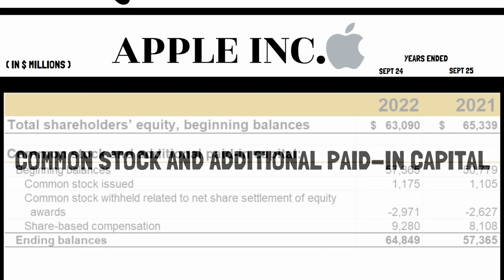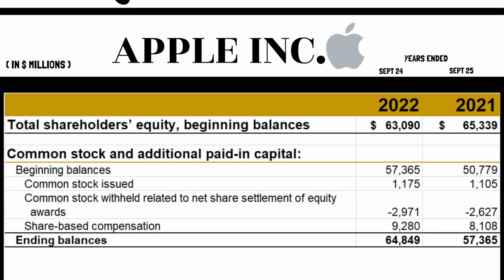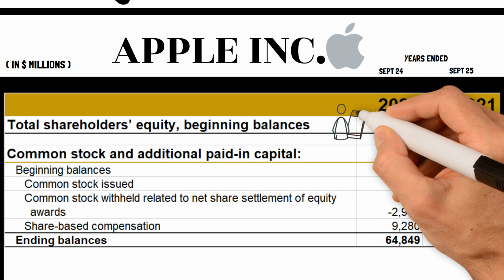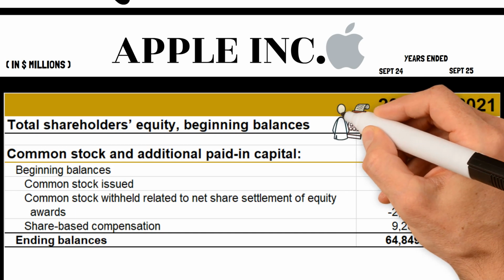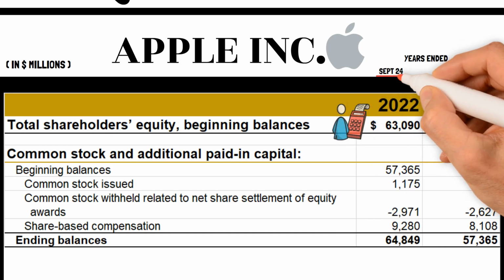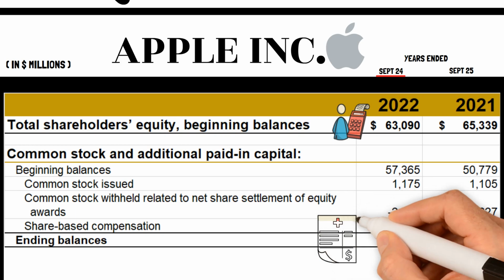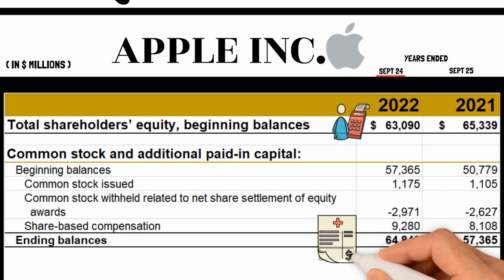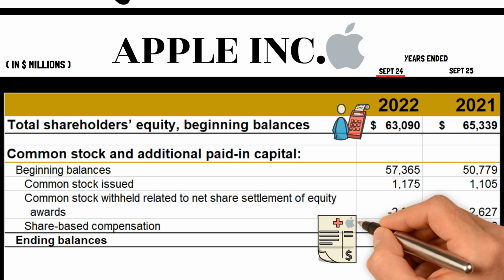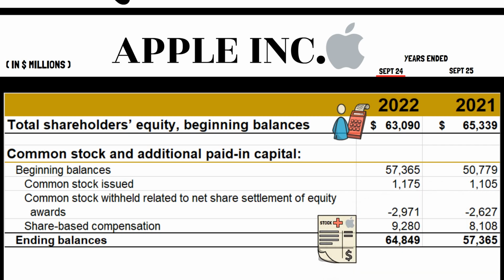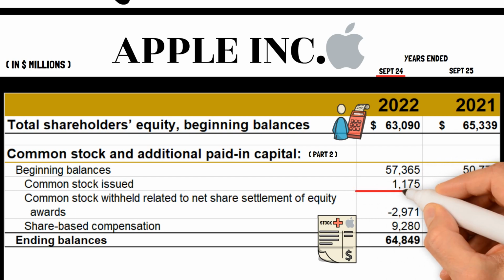The beginning balance of 2022 amounted to roughly $63 billion. This sum is the same as the ending balance of 2021. For a more detailed examination of the additional paid-in capital and some other basic terms not mentioned in this video, have a look at the first and second video concerning the income statement and balance sheet first.